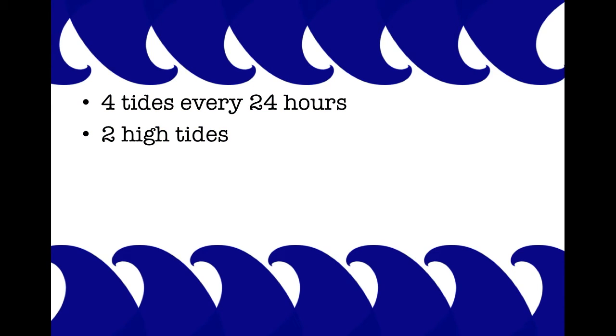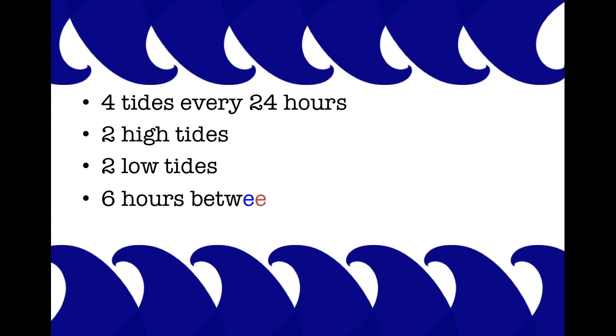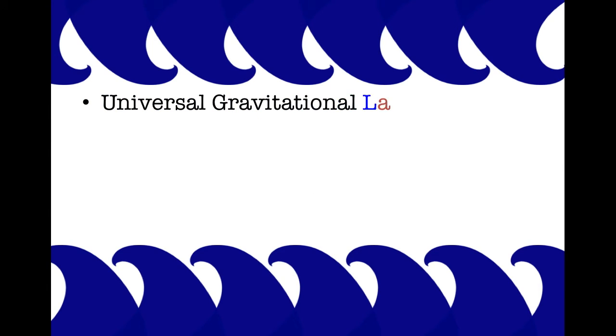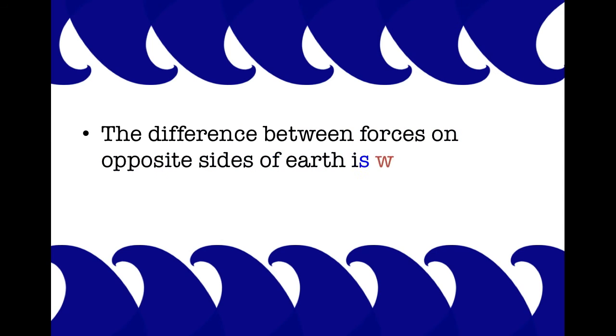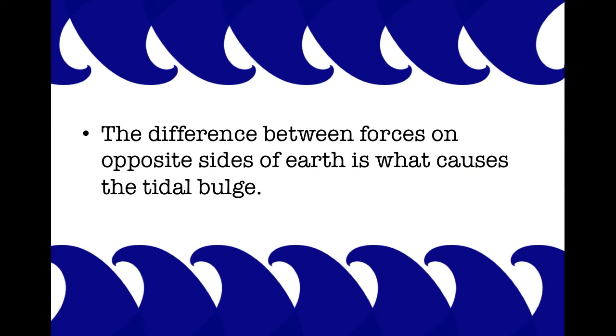Let's recap. There are 4 tides every 24 hours, 2 high tides and 2 low tides. This means that there are 6 hours between each high and low tide. The universal gravitational law is F equals G m1 times m2 over d squared. The difference between forces on opposite sides of Earth is what causes the tidal bulge.